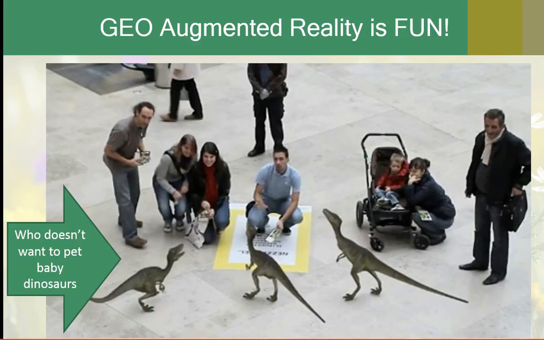Another one is baby dinosaurs. Who doesn't want to pet a baby dinosaur? Now, there's a little bit of play acting going on here, in that the people in this photo do not actually see the dinosaurs. Again, the image is overlaid, and you need an augmented reality browser. But you can stage it such that it looks like they're interacting with the dinosaurs, right? And we can do this too.